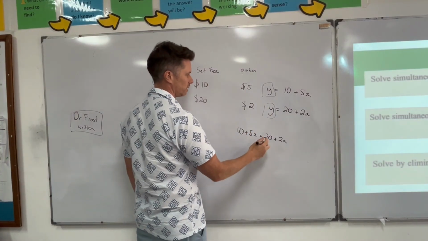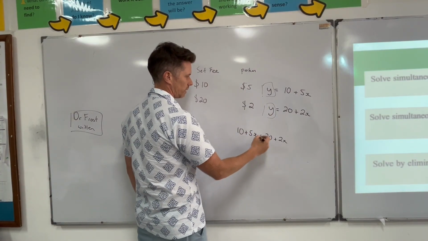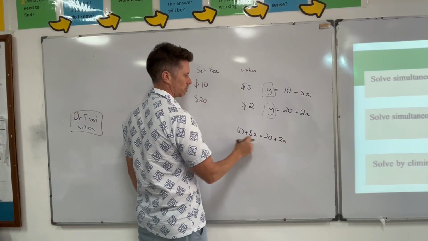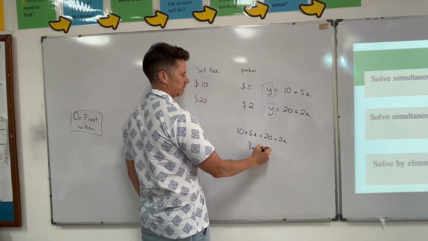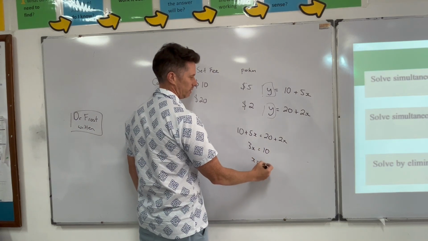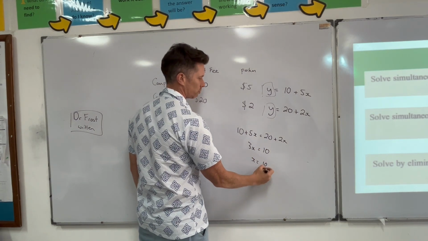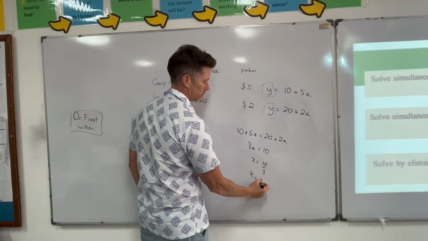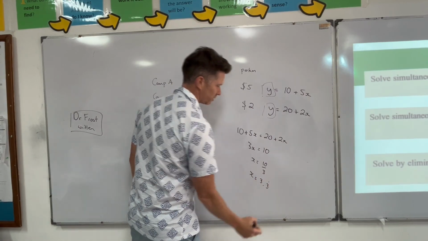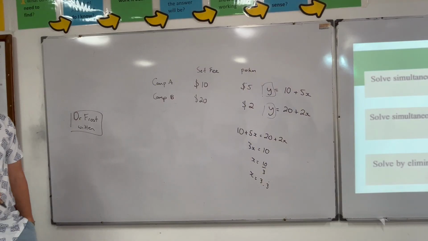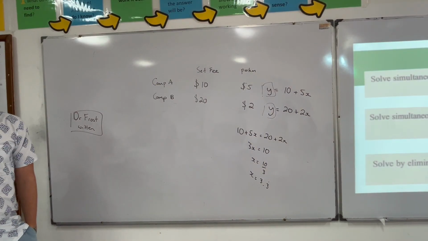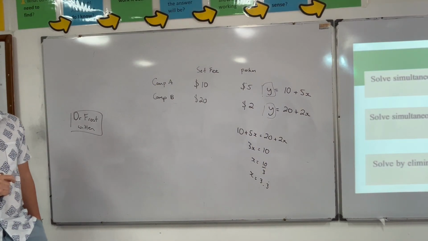So how many kilometers in? We can do our algebraic solving here. Minus 2x from both sides, we get 3x. Minus 10 from both sides, we get 10. So x is 10 over 3 kilometers, which is 3.3 recurring kilometers. That's the point where they cross over, and that's the place where we'd pick company B.